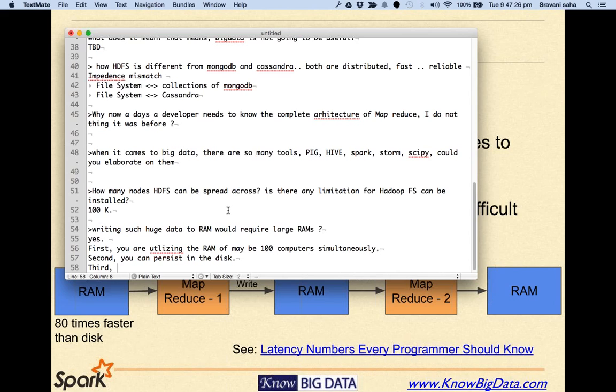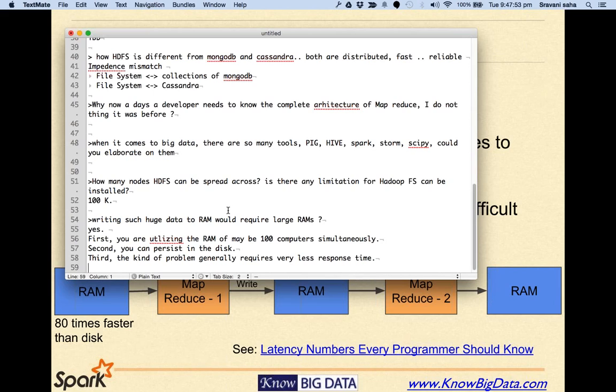Third, the kind of problem you generally try to solve on Spark generally requires very little response time. Your problem might be really complex, for which you cannot do anything but do it in memory, although the volume is less. So the kind of problems which are great for Spark is when your volume may be low, but your problem is complex.